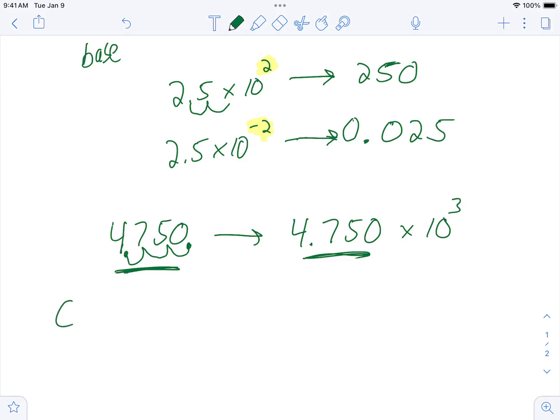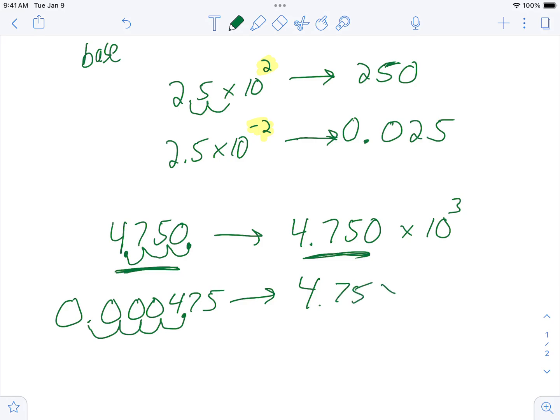Another example in reverse, if we're starting with a very small number, relatively speaking, and we want to put that in scientific notation, same idea. You put your pencil on the decimal point and you move it so there's only one number to the left of the decimal point. 1, 2, 3, 4. So this would be 4.75 times 10. And since we went from a very small number to a bigger base number, it is a negative exponent. And it's a 4 because that's how many times we moved it.